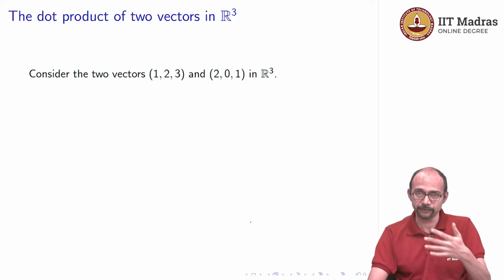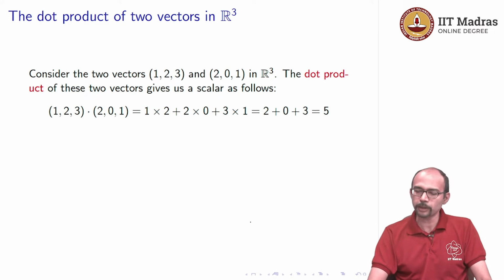So this is in R3. So now we are talking about R3. Consider the two vectors (1, 2, 3) and (2, 0, 1) in R3. The dot product of these two vectors gives us a scalar, as follows.